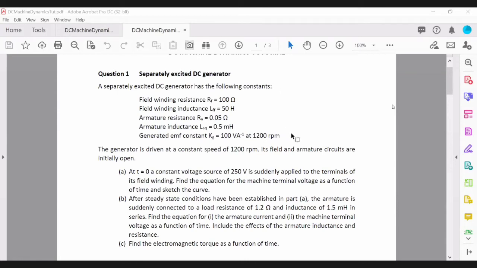Right. So today, as discussed, we will look at the tutorial on the DC machine dynamics. In tutorial question 1, we're looking at a separately excited DC generator. The parameters of the machine are given, right? So the value of RF, your field inductance, armature resistance, armature inductance, and the constant Kg.